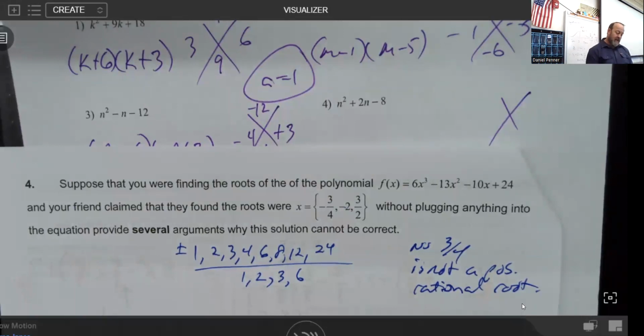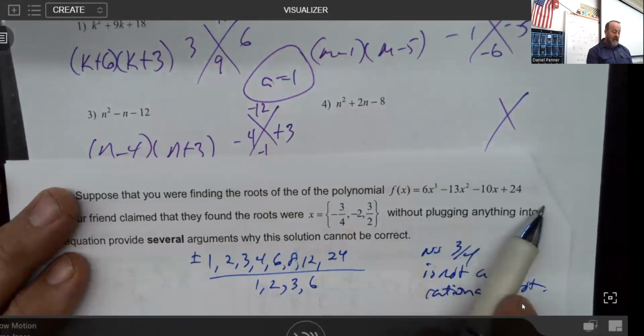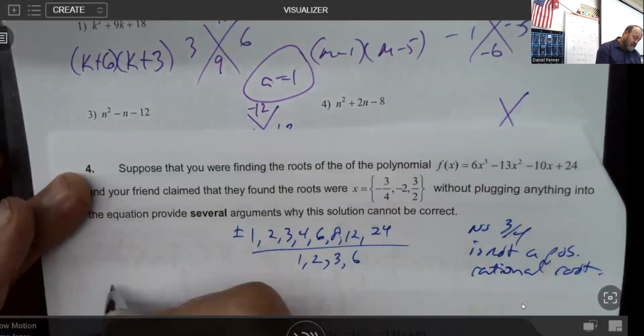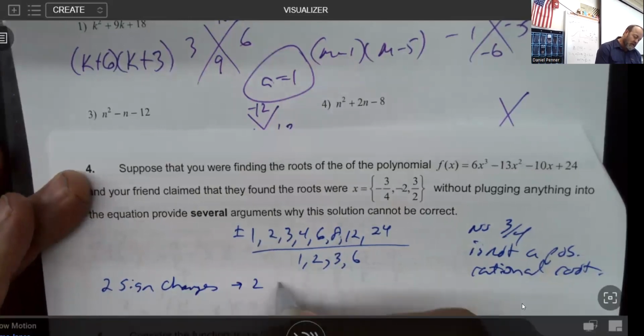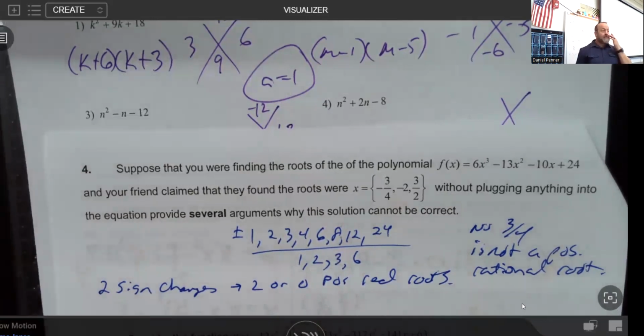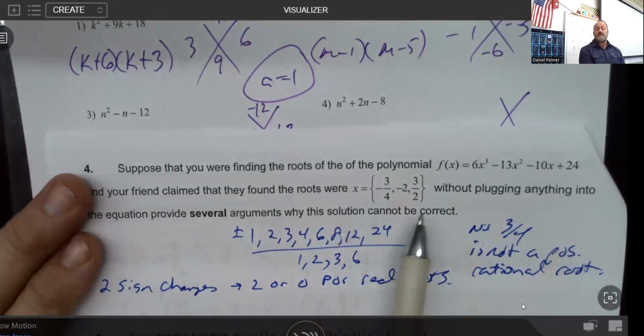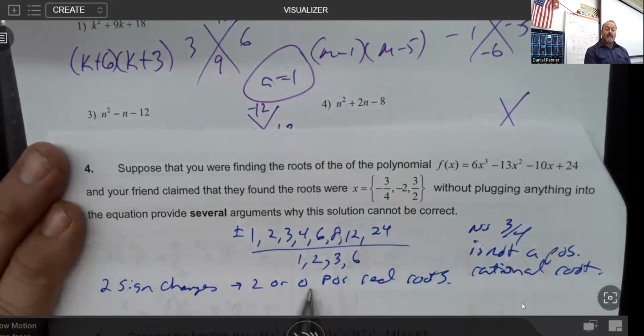Here's the second thing that I know: if I looked at Descartes' rule of signs, Descartes' rule of signs quite specifically says there's 1, 2 sign changes. And if there are 2 sign changes, that means there should be 2 or no positive real roots. And if you look at this problem, this would directly violate that because this student is saying that there's precisely 1 positive real root, and that's not possible. There's either none of them at all, or there has to be 2 of them according to Descartes' rule of signs.